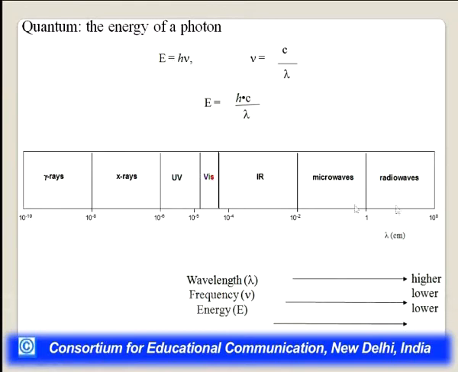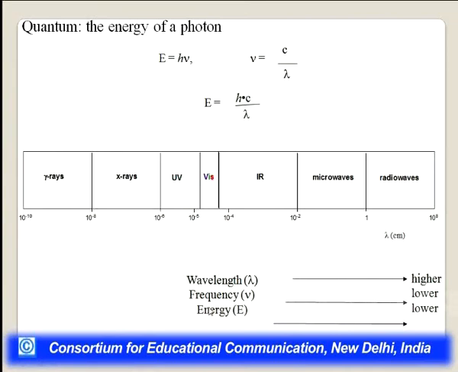You can see there are a number of types of electromagnetic radiations: gamma rays, X-rays, ultraviolet radiations, visible radiations, IR radiations, microwaves and radio waves. If you see from left to right, the wavelength, that is lambda, increases from left to right, that is, radio waves will have the highest wavelength as compared to gamma rays.